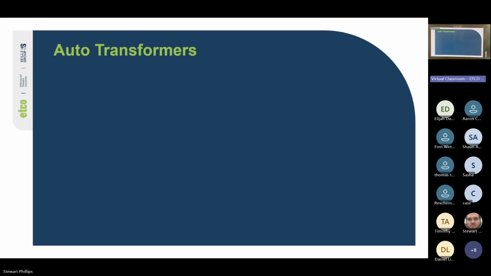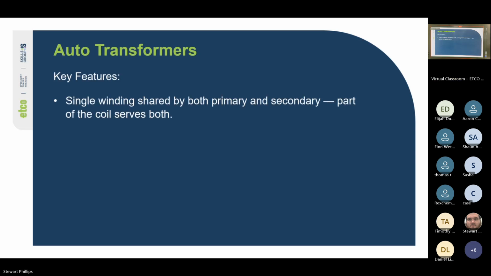Right. Cool. So auto transformers. The things we cannot use for children's toys because of the possible dangers associated with them. Cool. So some key features. It has a single winding shared by both primary and secondary. So part of the coil serves both.